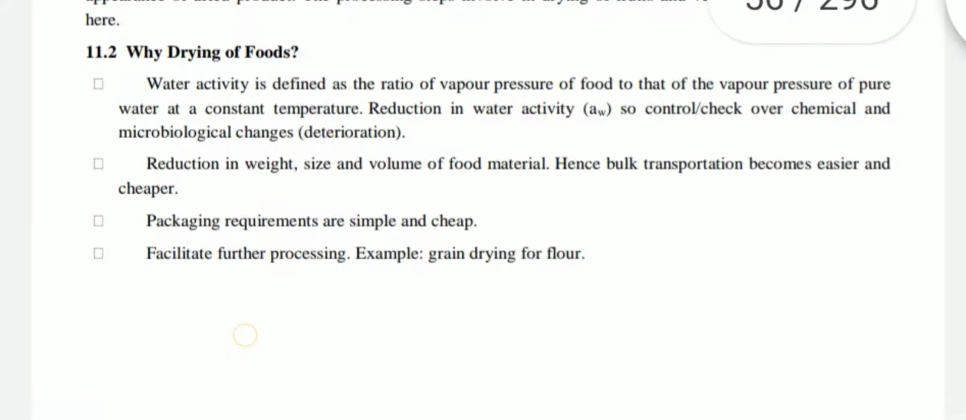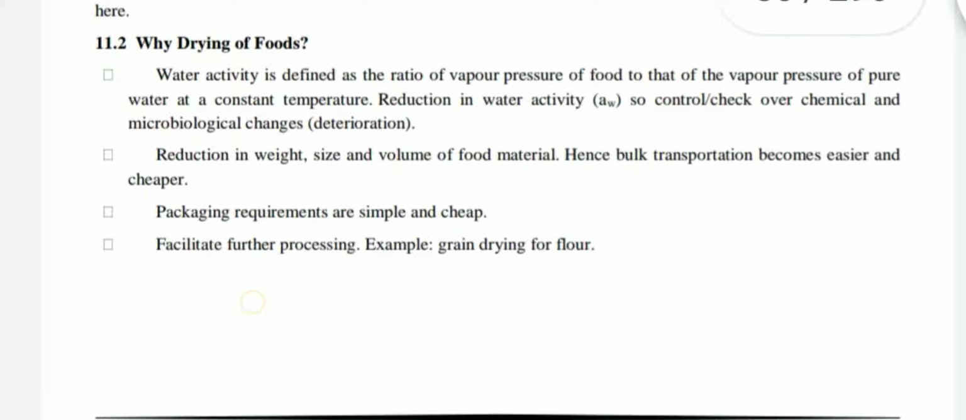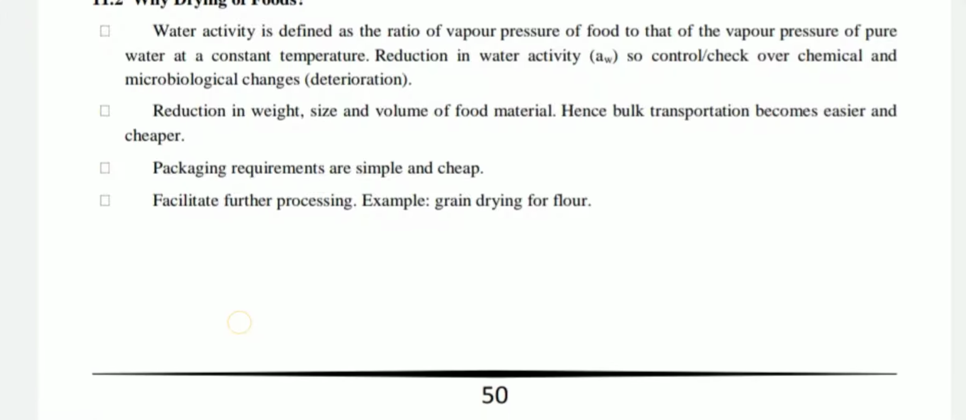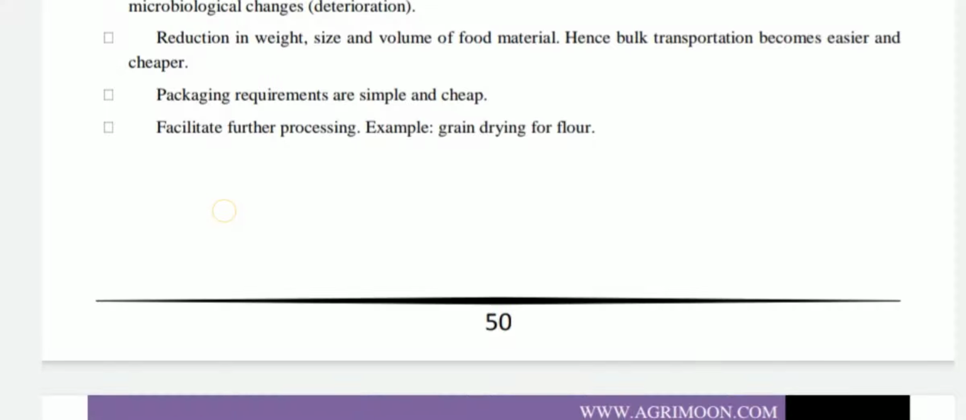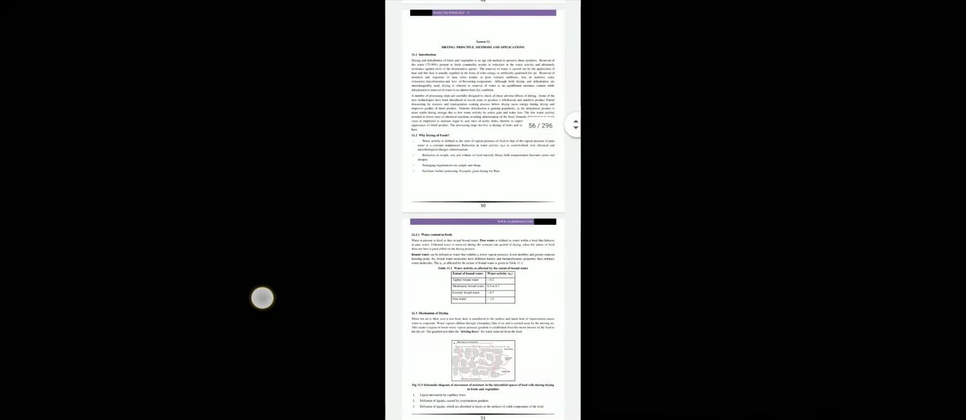So, the chemical reactions as well as microbial changes are almost inactivated. To facilitate further processing, like grain drying for flour. And for fruits and vegetables, the dried products are used as intermediate products in the food factories.